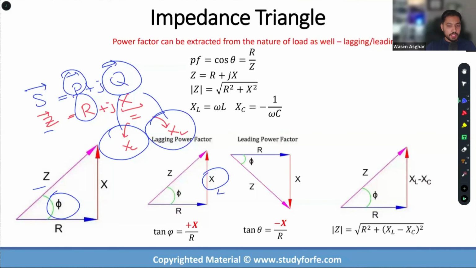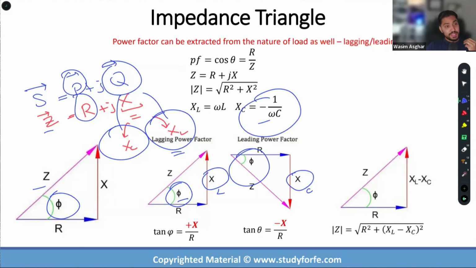When I have an inductor, XL is pointing upwards because it's inductive in nature, and you can see that the lagging power factor of the load results in a positive angle. When I have XC pointing downwards, because the value of XC, as you can see given in the reference handbook, is minus 1 divided by omega C, this is going to be a negative angle. Make sense?